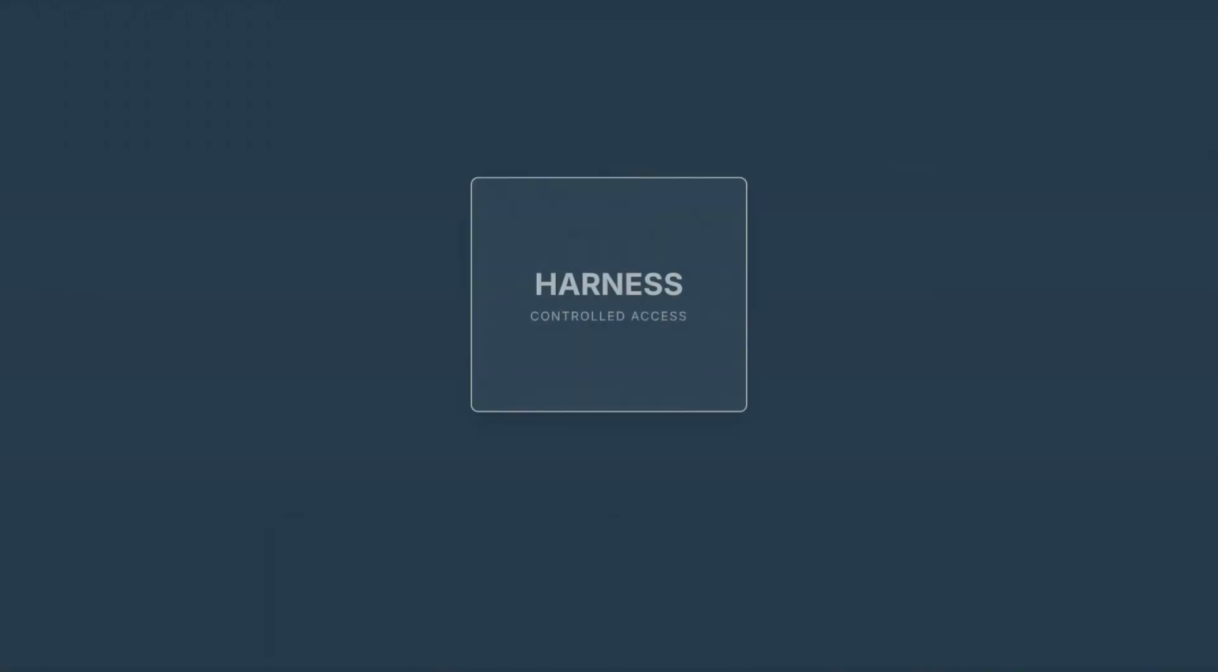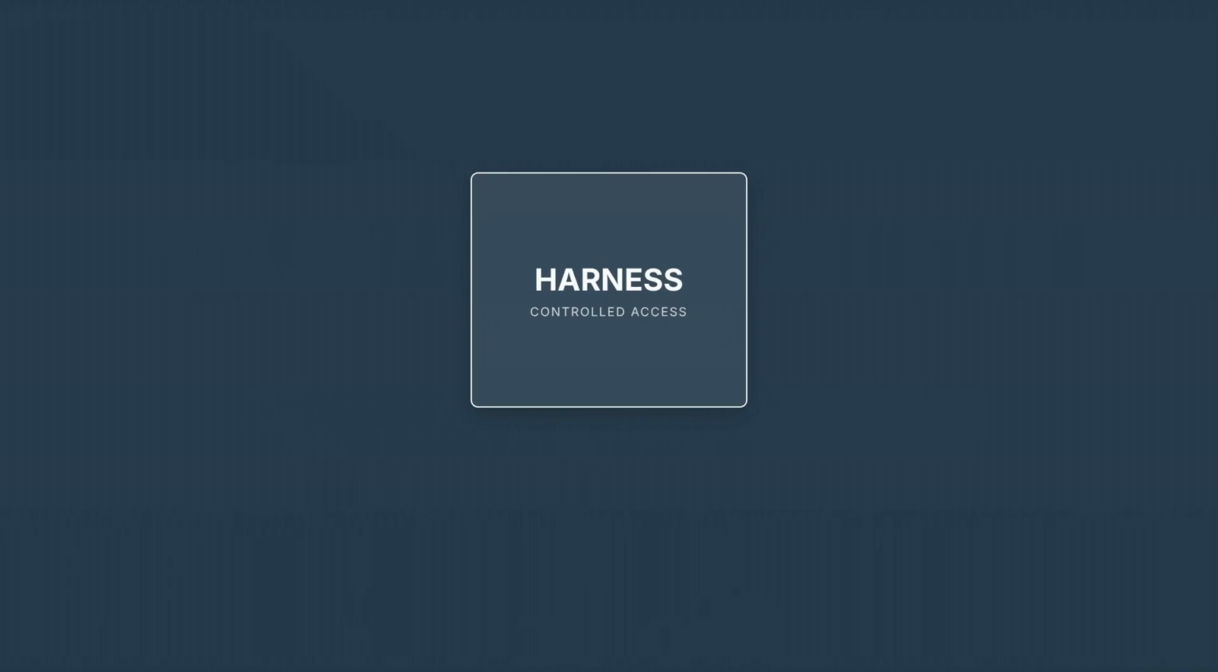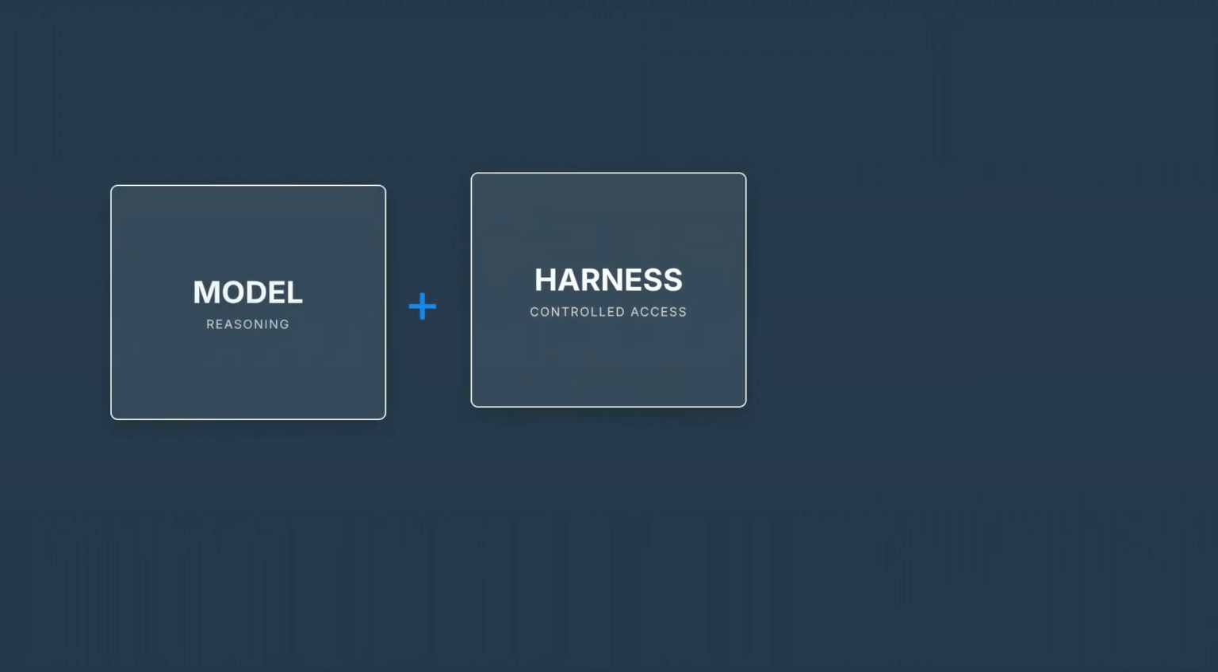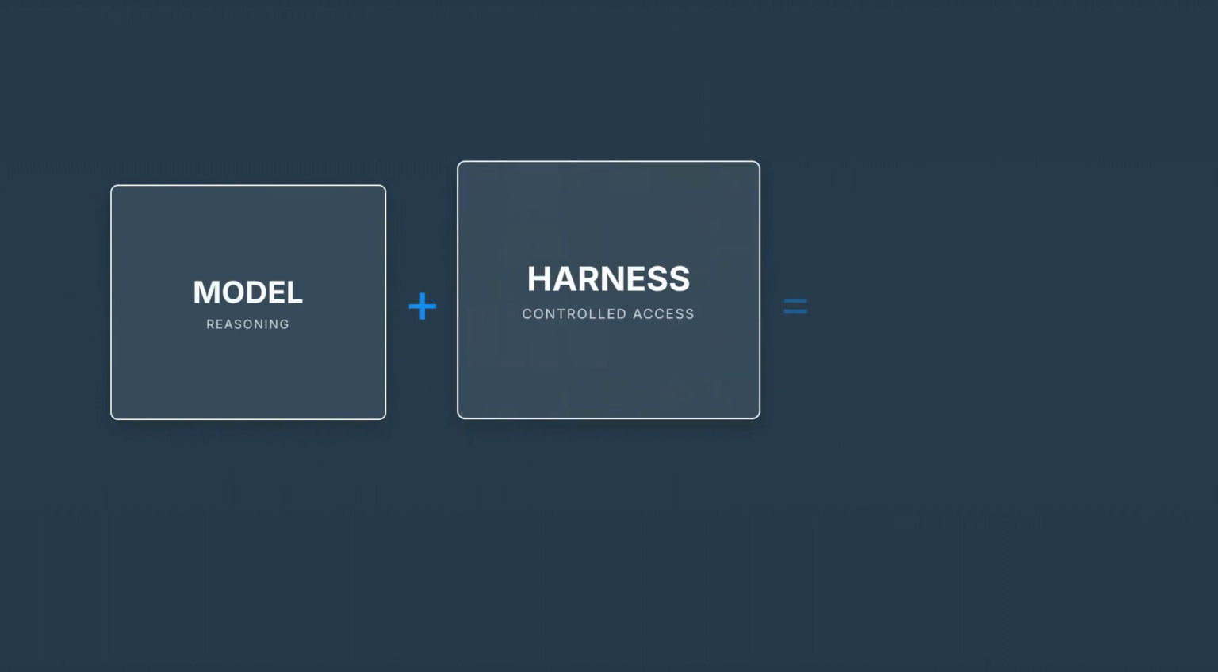The missing piece is the agent harness. An agent harness is the software layer around a model that lets it operate as an agent. It supplies the tools, context, memory, permissions, execution environment, feedback, and control loop. Here is the simplest mental model. The model provides reasoning. The harness provides controlled access to the world. Put them together and you get an agent.